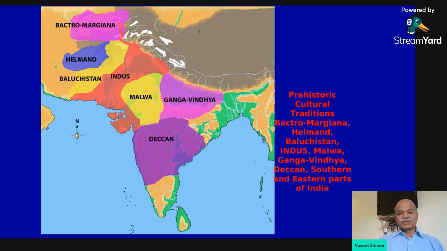Then, of course, we also studied how there was a movement, or the spread, of the Harappan genes in major parts of South Asia. So Harappans were not the only people living in South Asia at that time. There were a number of contemporary cultures living in different parts.